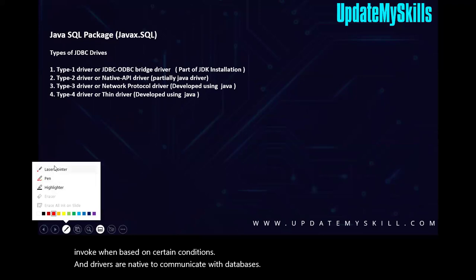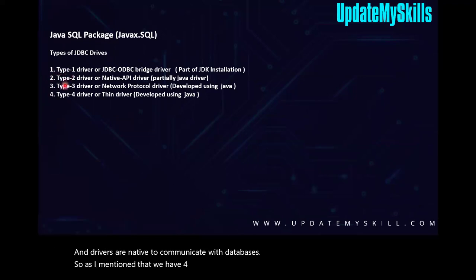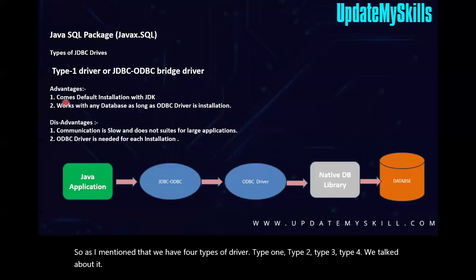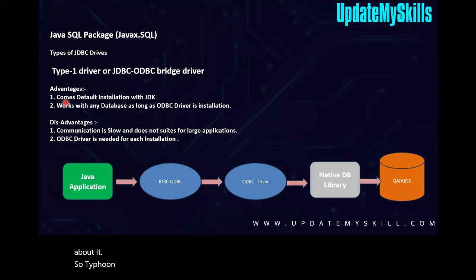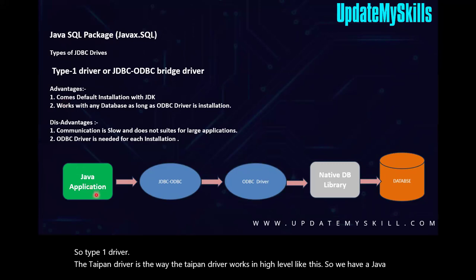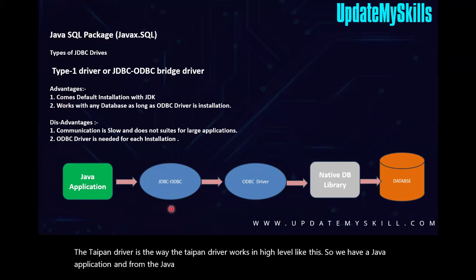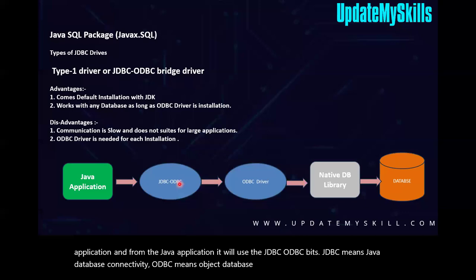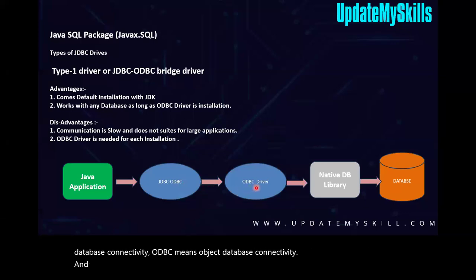As I mentioned, we have four types of drivers: type 1, type 2, type 3, type 4. We talked about it. The type 1 driver works at a high level like this. We have a Java application, and from it, it uses the JDBC-ODBC bridge. JDBC means Java Database Connectivity. ODBC means Open Database Connectivity. And it connects to the ODBC driver.